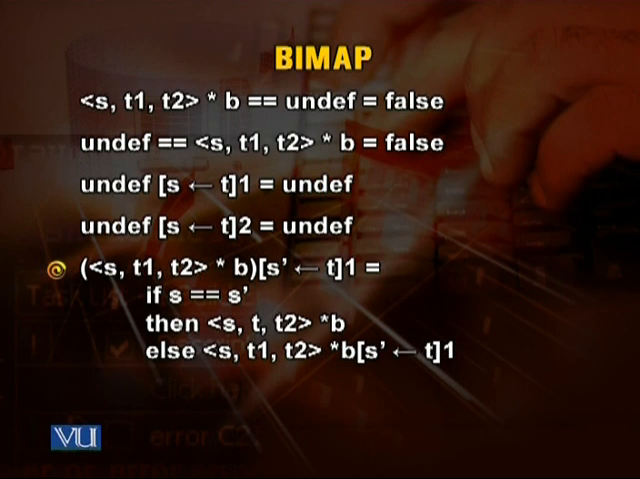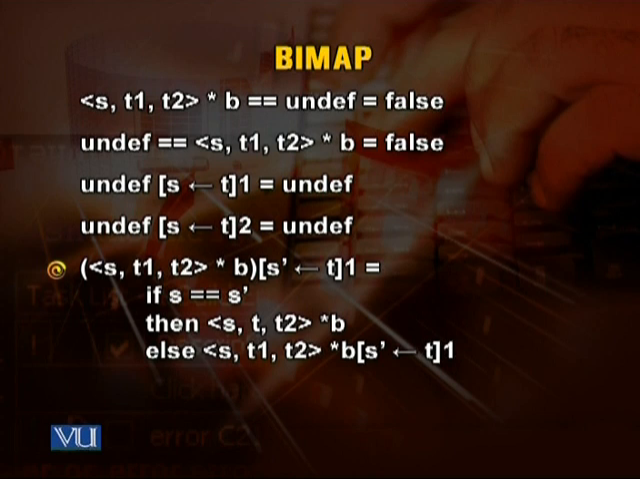So the first argument is a bimap, and that bimap we get after applying the constructor. We say this constructor S, T1, T2 star B. This is the first argument to this editor. S prime, that is our source, and we say T, and then this is 1. So what we are saying is that in this new bimap that we have got after applying this constructor, look for S prime and change the target 1 associated with S prime and replace it with T.